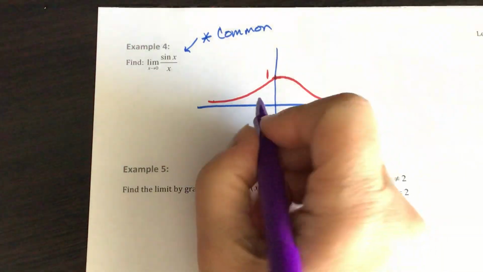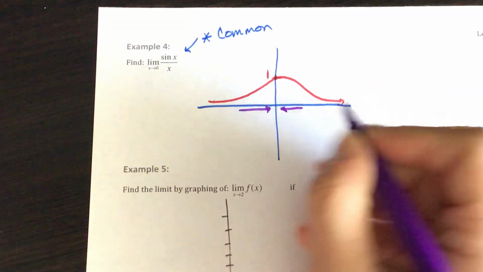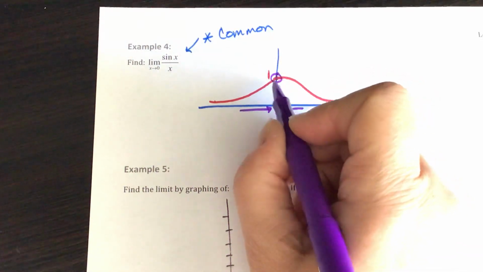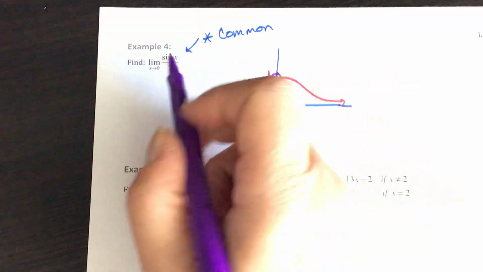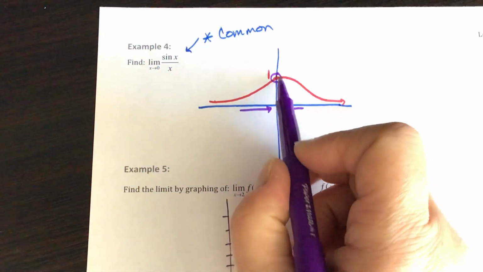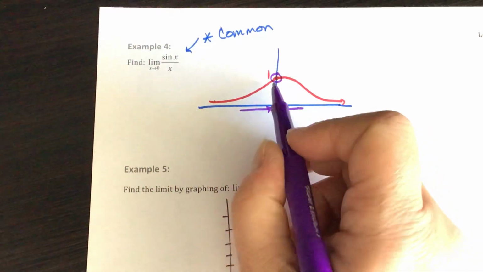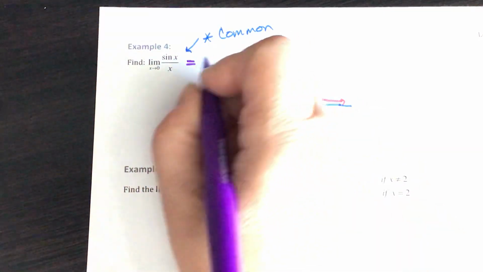So as we head towards 0, we're getting a value of 1. But there's actually a hole in this. Remember when we talked about rational functions, we have holes, okay? There's a hole there, and the value would be undefined, but the limit is 1.